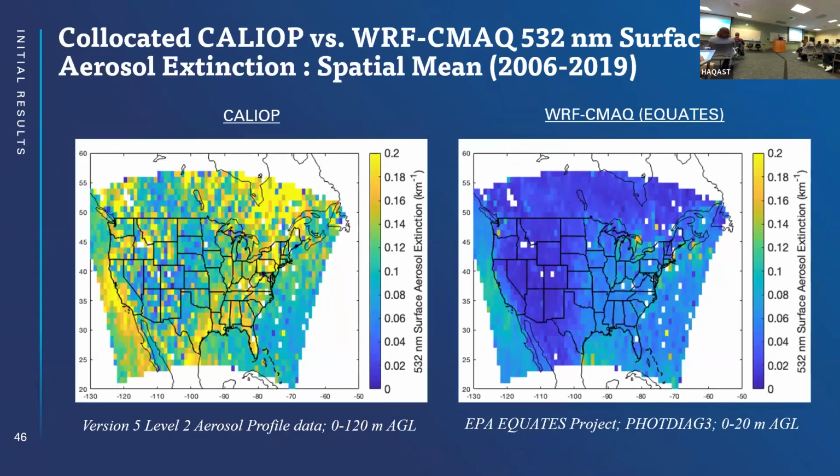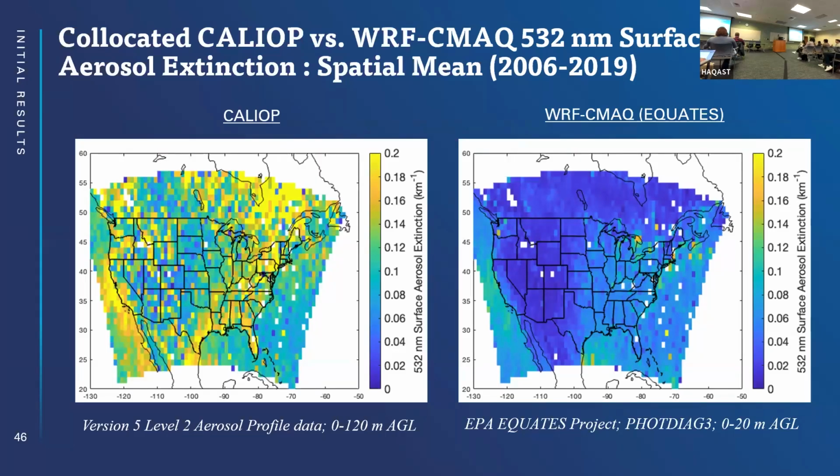what we did is we co-located the Calypso and WRF-CMAQ surface aerosol extinction using the CMAQ data from the EPA EQUATES project, which we have from 2006 to 2019. So the grid that you're seeing there is the WRF-CMAQ grid co-located with Calypso. One of the things you might notice right away is how Calypso is, in fact, larger than CMAQ, actually quite larger, which is in line with what Jim Szykman had found for those case studies.